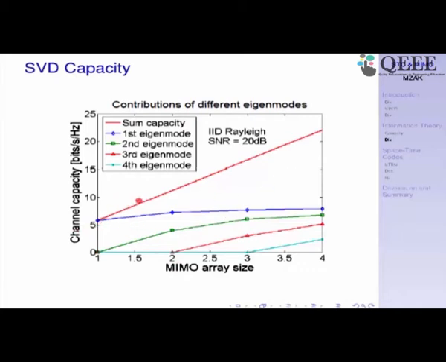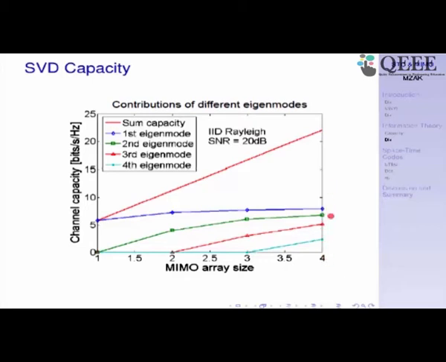Okay, so what you see is the sum capacity is a high value, and the contributions come from different modes or different vectors. There are 4 modes for a 4x4 transmission. So what you see here is the sum of the first eigenvector, second eigenvector, third eigenvector and fourth eigenvector. So you see when the array size is small, say for 4x4, for the fourth eigen mode the contribution is small. It is larger here for the second eigen mode.